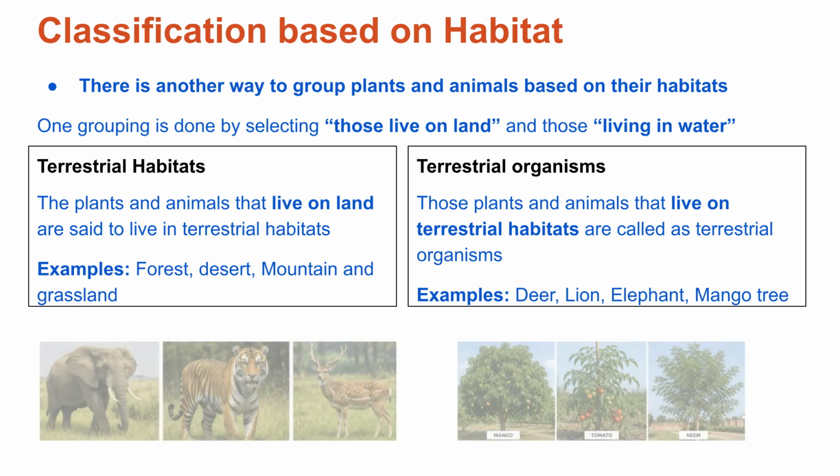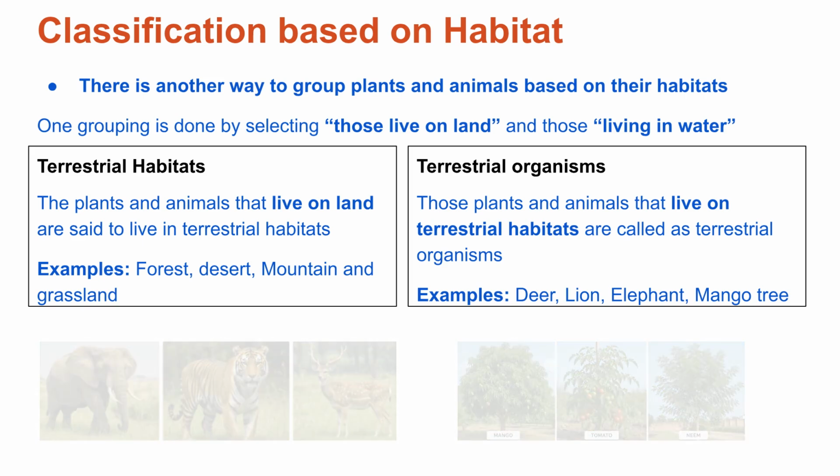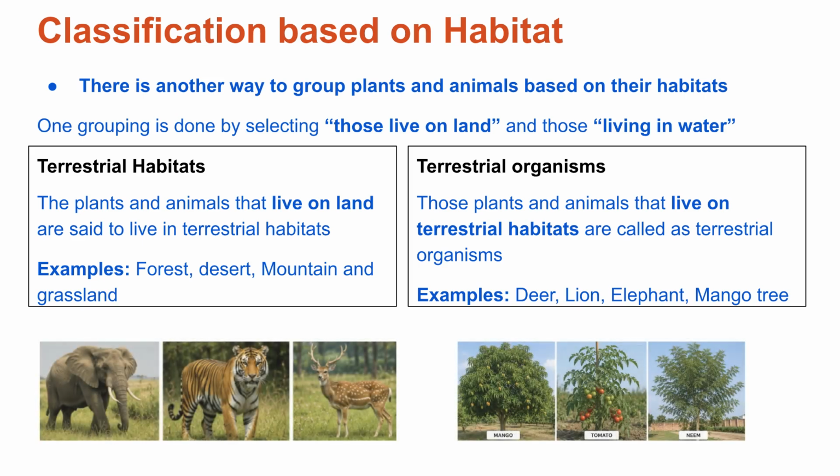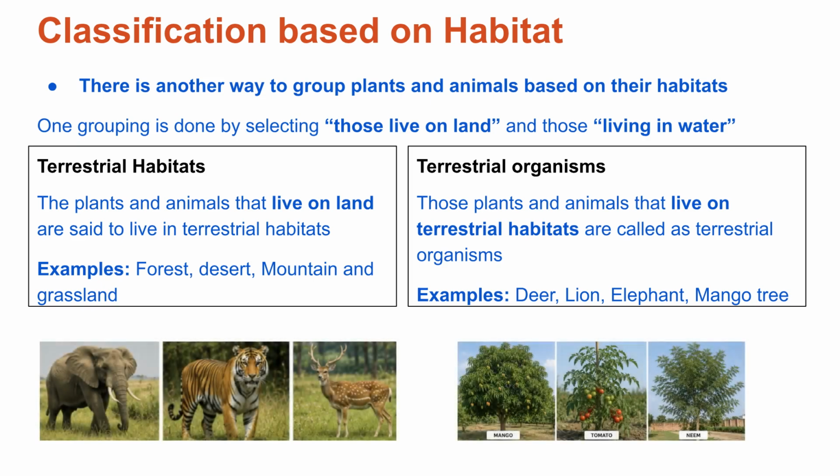The animals and plants living on terrestrial habitats are called terrestrial organisms because their body features are made in such a way that they can survive in this kind of habitat. For example, deer, lion, mango tree, elephant, they all live on land and they cannot survive in other types of region like water or air.